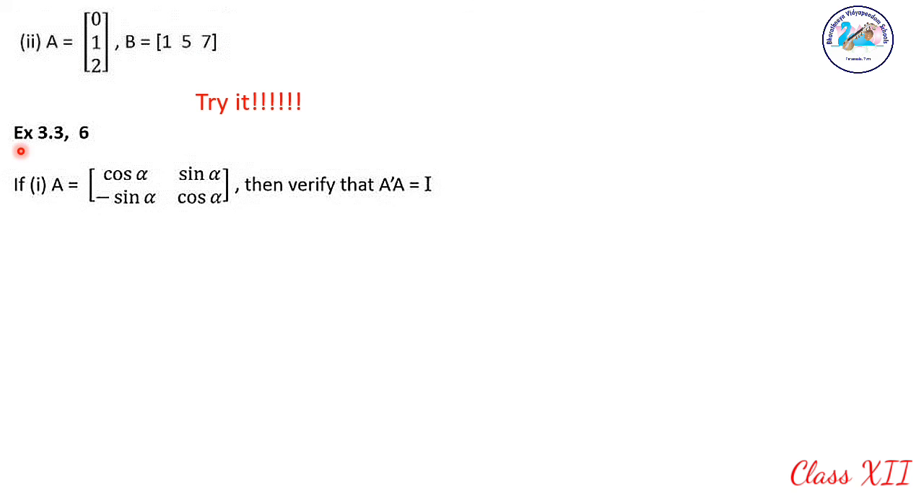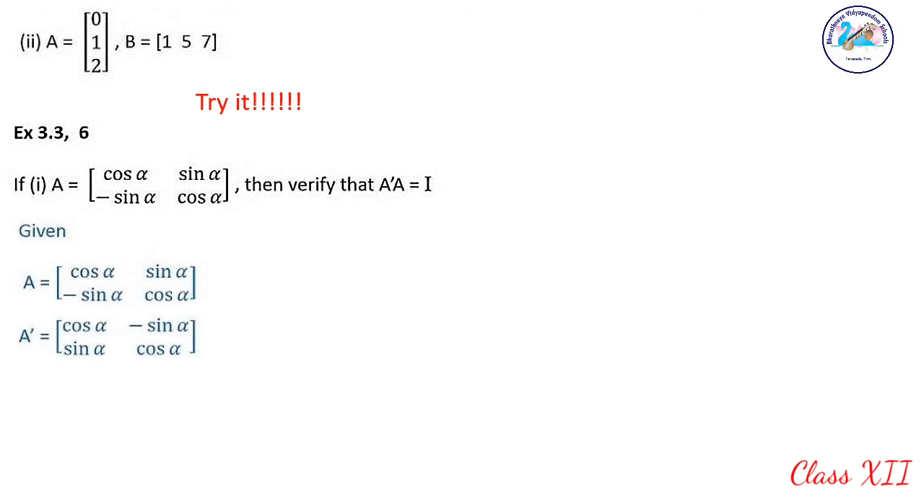Then the sixth question, if A is equal to matrix cos alpha sin alpha minus sin alpha cos alpha, then verify that A transpose into A is equal to I. I is an identity matrix of order 2 by 2, because the given matrix is of order 2 by 2, that's why. Let's write A matrix cos alpha sin alpha minus sin alpha cos alpha. Then A transpose, because we need A transpose here, row becomes column, cos alpha sin alpha. Then here second row is minus sin alpha cos alpha, that comes here second column.